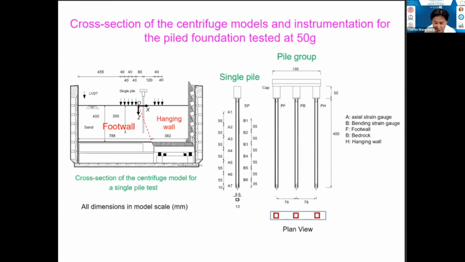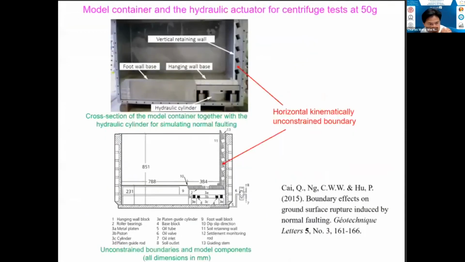Then we use LVDTs and also a PIV system to measure the settlement of the piles and also the horizontal displacement of the pile, etc. In the interest of time, I cannot go into detail. Now, very important is the model container. How can we simulate the fault movement? I guess most of you know that there are two types of boundary conditions we can simulate. One is the one I just showed here, the horizontally kinematically unconstrained boundary, and also we can have a rigid boundary.